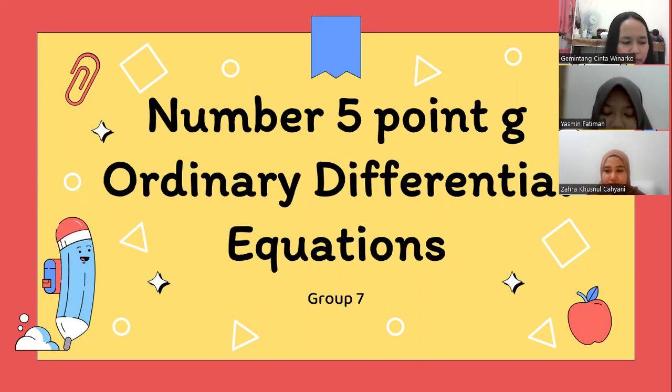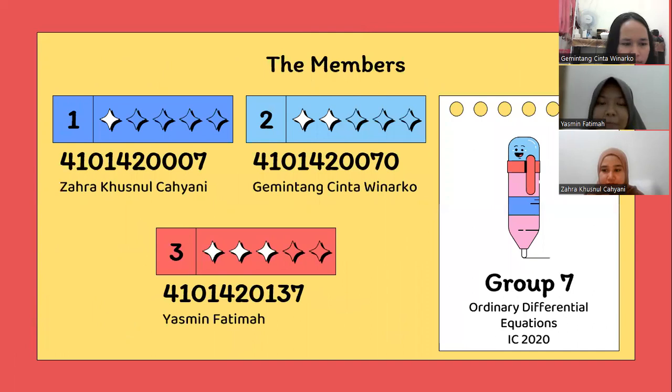In this video, we will present the result of our discussion for problem number 5.G. And before that, let me introduce the members of our group. The first one is Zahra Husnul Cahyani with ID number 007. The second one is Gemintang Cinta Winarko with ID number 070. And last is Yasmin Fatimah with ID number 137.